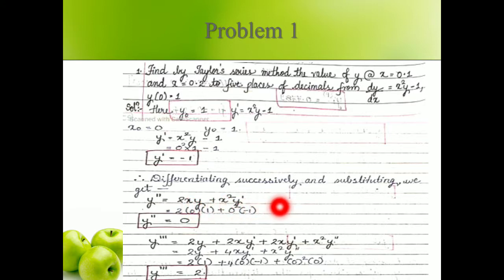Similarly, differentiate with respect to the third order, we get 2y plus 2x y dash plus 2x y dash plus x square y double dash, keeping one term constant and differentiating the other one. So y value is 1, x value is 0, y dash value is minus 1, x value is 0, y double dash value is 0. After substituting, we get y triple dash equal to 2.